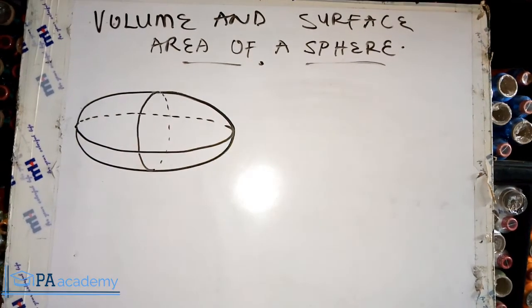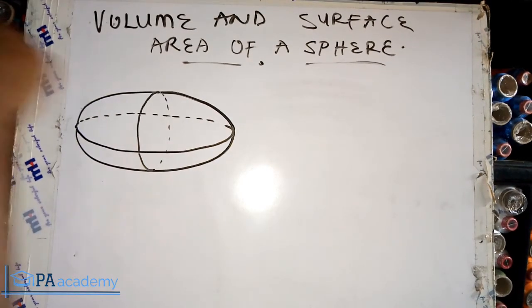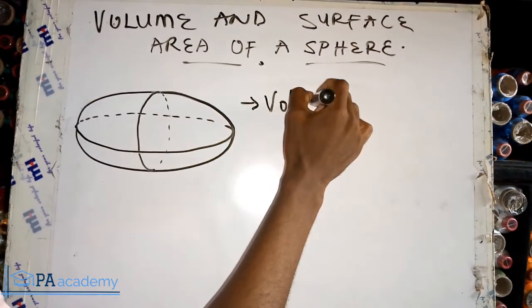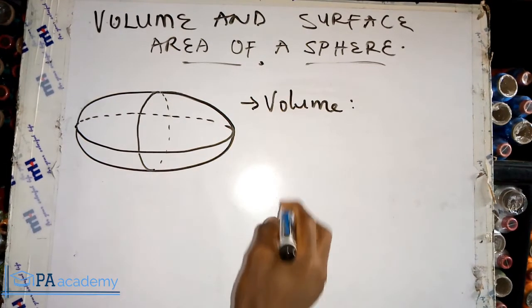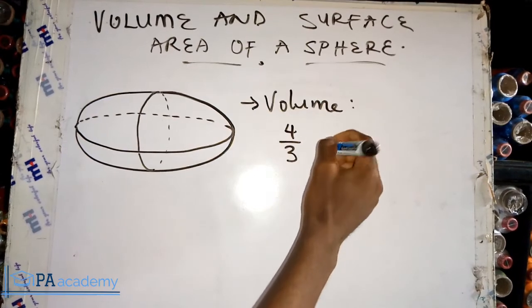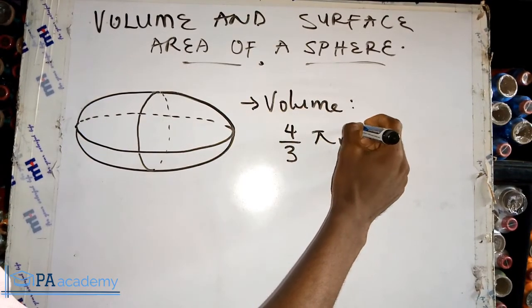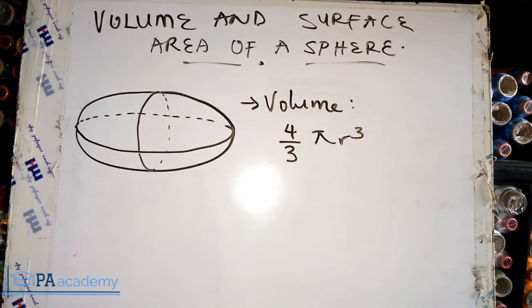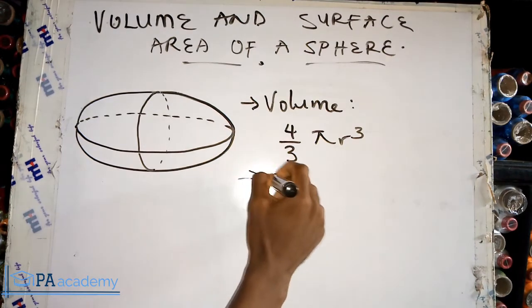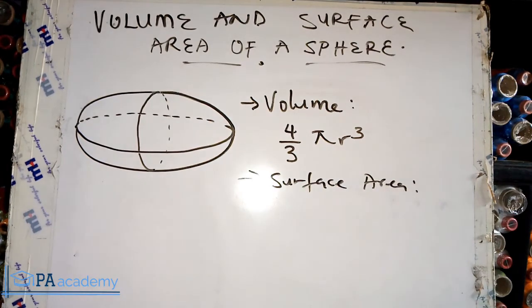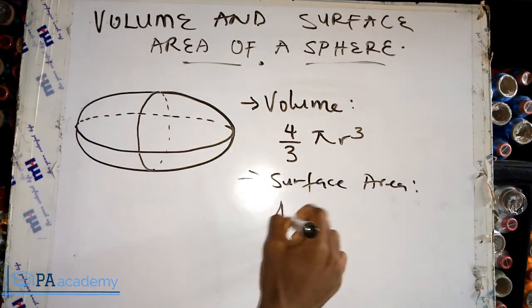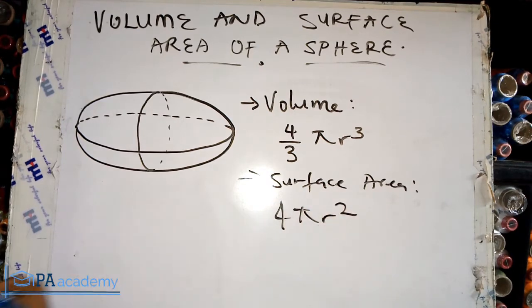So now what are the formulas that are associated with a sphere? That is the volume. So the formula for the volume of a sphere is 4/3 pi r cube. That is for the volume. So to calculate the surface area of a sphere, the formula is 4 pi r square. So these are the two formulas that are associated with a sphere.